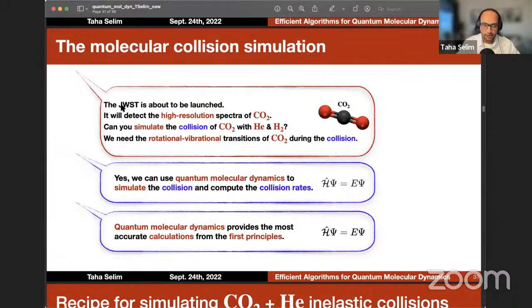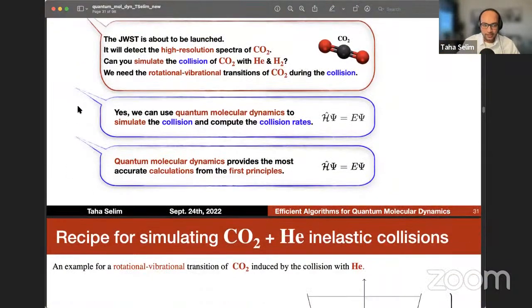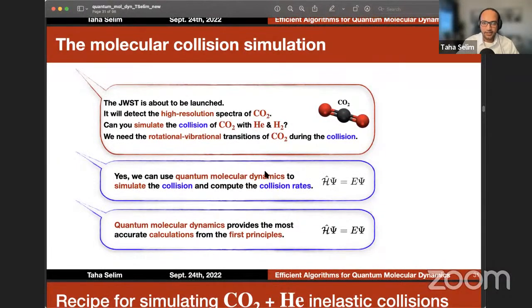So here is a formalism of the problem. The James Webb Space Telescope is about to be launched. Of course, when I started my PhD, it was not launched yet. So it will detect the high resolution spectra of CO2. Can you simulate the collisions of CO2 with helium and hydrogen molecule? And we need these rovibrational transitions of CO2 during the collisions. Of course, yes, this can be done, and we can use quantum molecular dynamics to simulate the collisions and to compute the collision rates. Quantum molecular dynamics provides the most accurate calculations from first principles. So that simulation is really done quantum mechanically, using quantum mechanical equations.